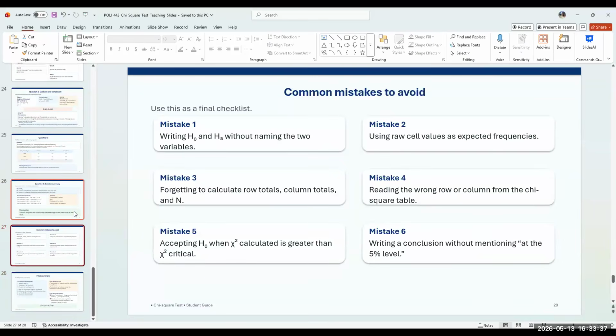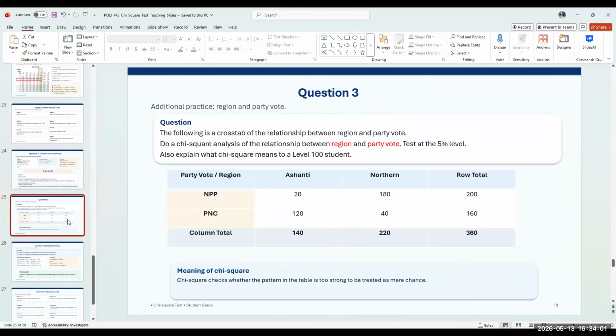Some common mistakes to avoid. Mistake 1, writing your H0 and your HA without naming the 2 variables. So when you're writing your H0 and the HA, please name the variable. For example, country, foreign direct investment, party, maybe region, party, maybe vote, mention the variables. That's what I mean when I say variables. These are the ones I've highlighted in red: region, party vote.